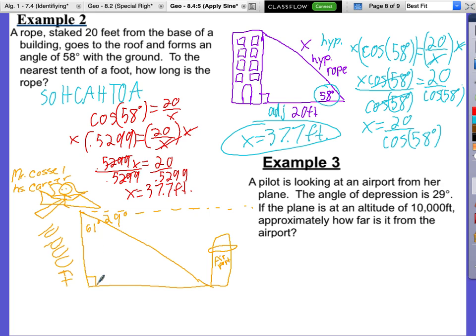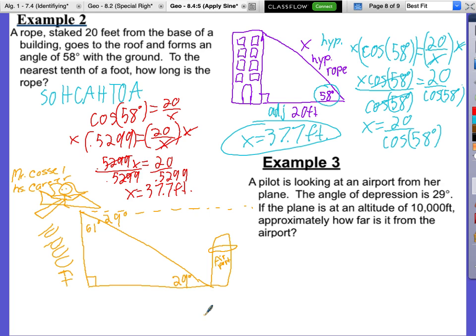Because if the pilot is going from 10,000 feet straight down, just like any altitude, you measure it perpendicular to the ground. So what's this angle here? 29 degrees. So this angle ends up being 29 degrees way down here, too. The angle of depression from the pilot to the airport is the same as the angle of elevation from the airport to the pilot.